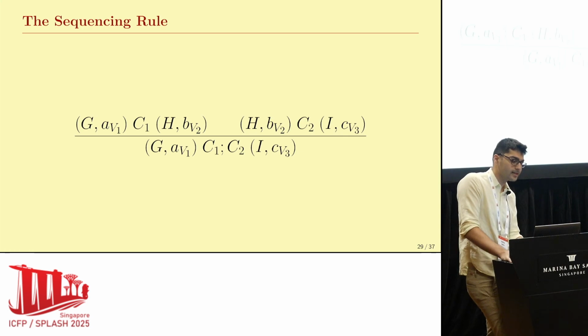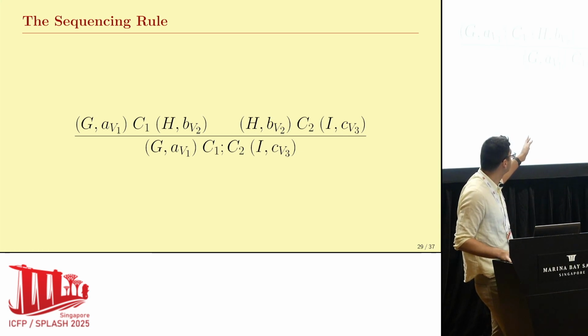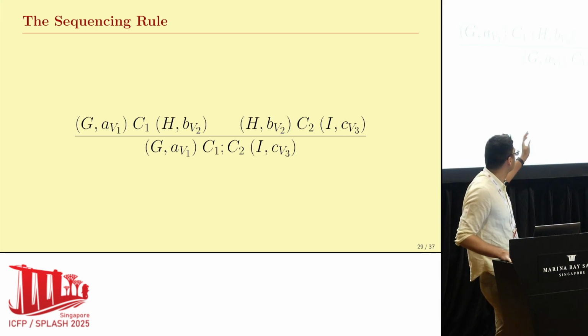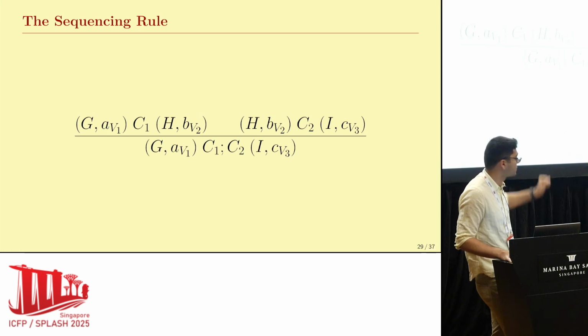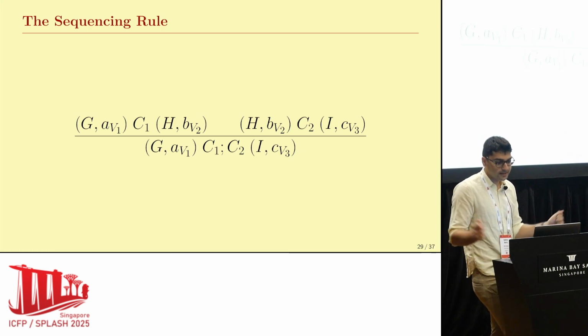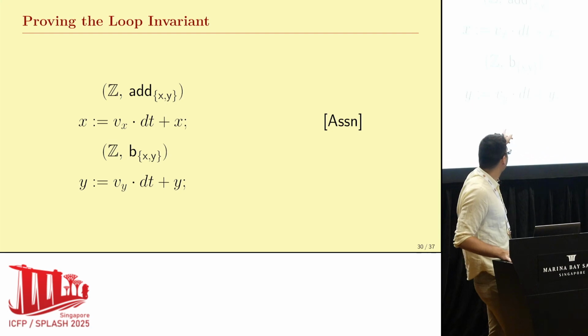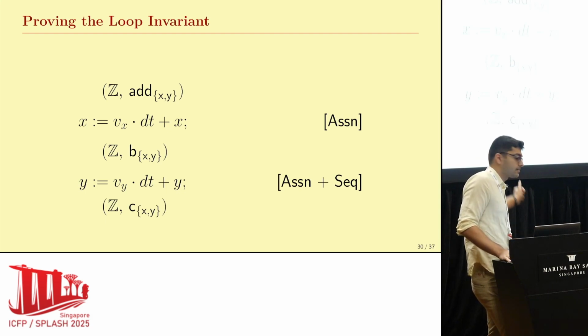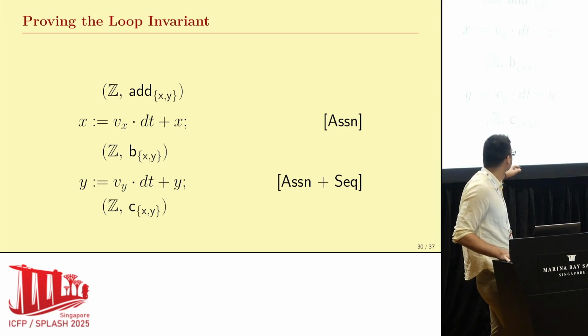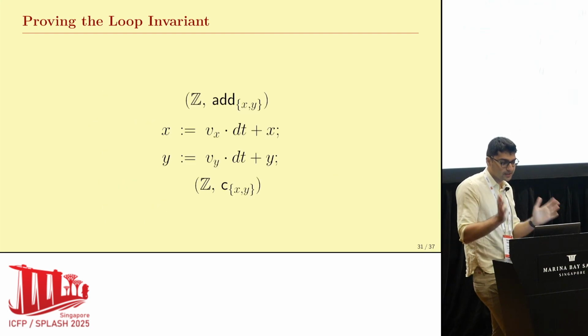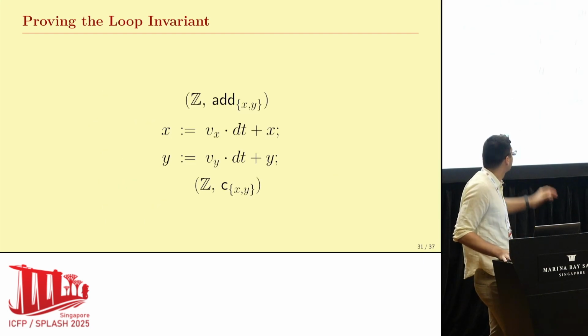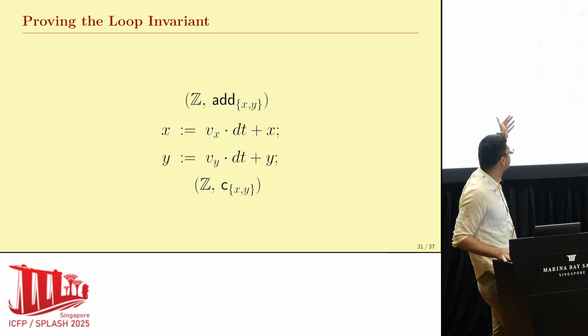And the sequencing rule says if a command C1 has a post condition that is the same as the precondition of some command C2, well, I can just sequence them together and get a larger judgment. And so now if we go back to our program, I can start with this group action ZB as my precondition for y, apply assignment, and now I get this new group action that's somewhat mysterious, which is this group action I'm going to call C. And then by sequencing, I can justify this big judgment, which says, okay, that the loop body, if I start with the group action add, I get some group post-condition C.